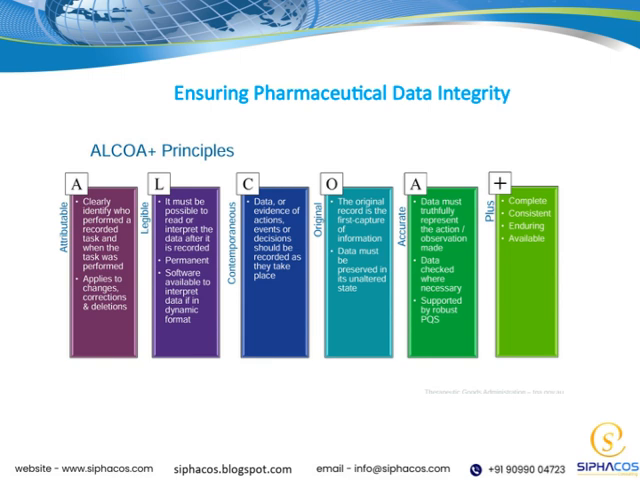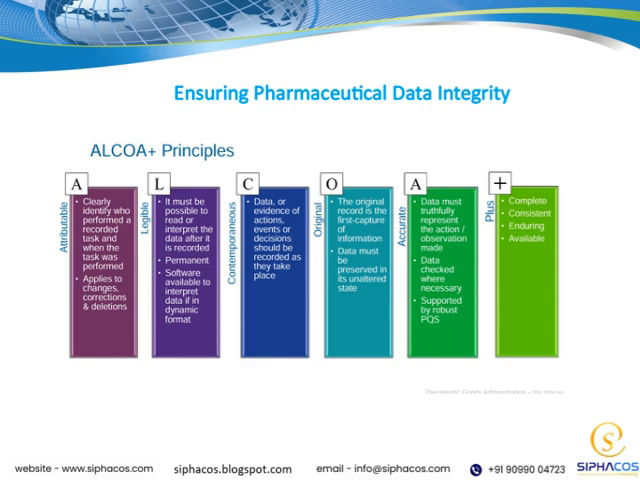It's about making sure that the data we rely on for decision-making, compliance, and patient safety is accurate, consistent, and trustworthy. When we talk about data integrity, we're referring to the completeness, consistency, and reliability of data throughout its life cycle. This is not just a regulatory requirement, but a fundamental aspect of good manufacturing practices. Maintaining data integrity involves implementing robust controls, such as audit trails, access controls, and validation processes. These measures help prevent errors, fraud, or tampering.